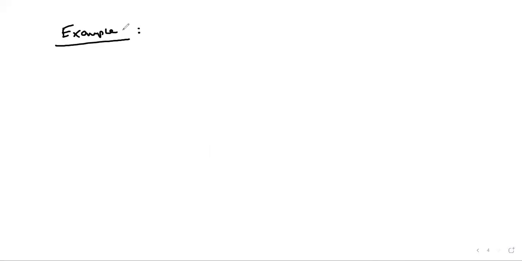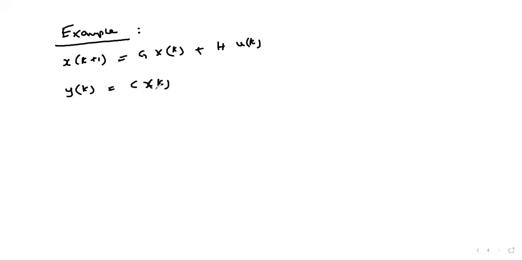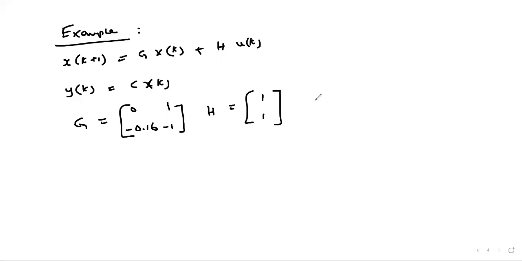The question is, obtain the state transition matrix of the discrete time system defined by x(k+1) = Gx(k) + Hu(k), and y(k) = Cx(k), where the matrix G is [0, 1; -0.16, -1]. Matrix H is [1, 1]. The matrix C is [0, 1].